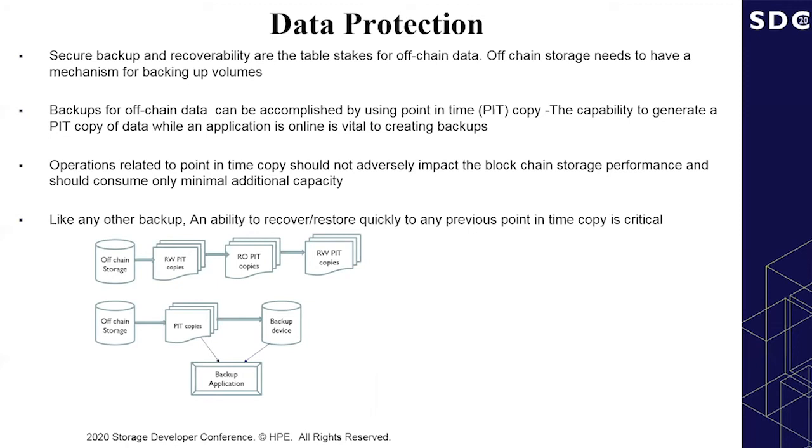The table stakes for off-chain data are backup and recoverability, and off-chain storage requires a data backup mechanism. Off-chain data backups can be done by using point-in-time copies. The ability to create a point-in-time copy of data while an application is online is essential to the development of backups. So, what are these point-in-time copies?